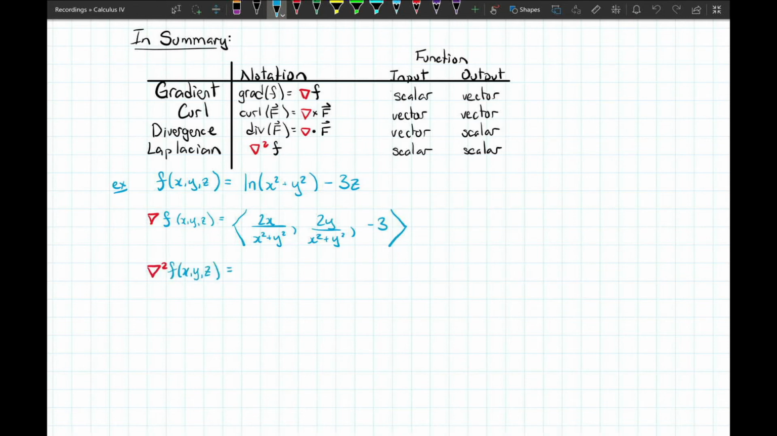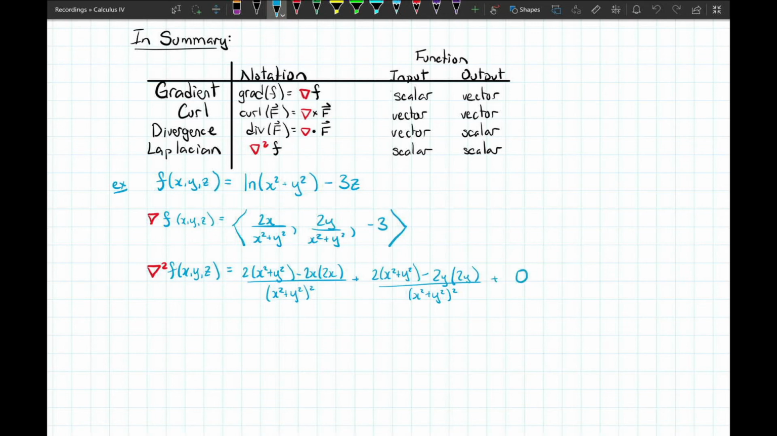For the Laplacian, we are going to take the partial derivative of the first component with respect to x, plus the partial derivative of the second component with respect to y, plus the partial derivative of the third component with respect to z. So the partial derivative of 2x over x squared plus y squared with respect to x, plus the partial derivative of 2y over x squared plus y squared with respect to y, and the partial derivative of minus 3 with respect to z, which is simply just 0.